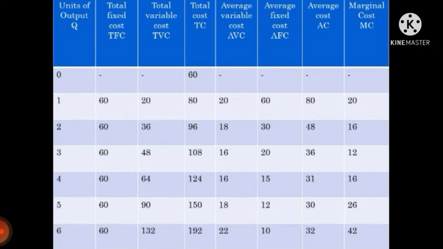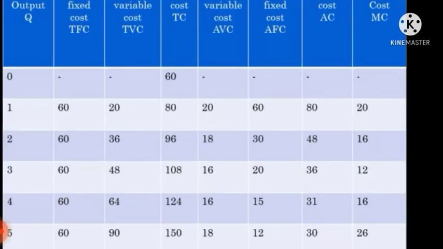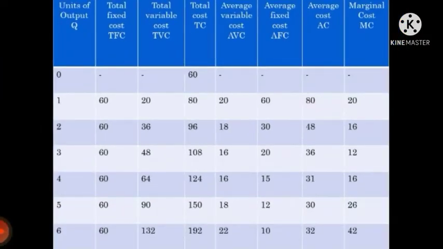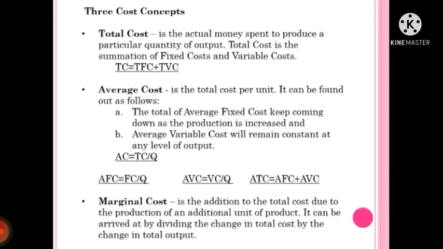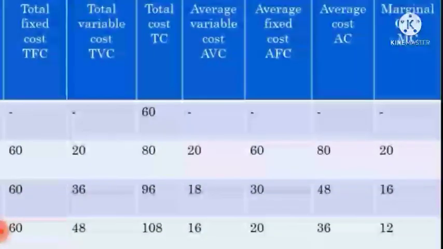Then, how do we get the marginal cost? The marginal cost is derived from the change in total cost. You may wonder why it is blank here: it is the starting point, meaning nothing has been produced yet, so there is no change in variable cost. How was 20 derived? By definition, marginal cost is the addition to the total cost due to the production of an additional unit of product. Here we focus on the total cost.